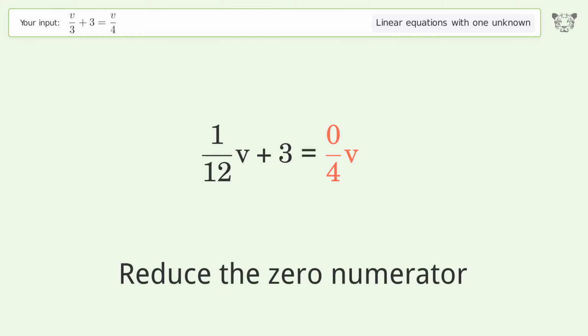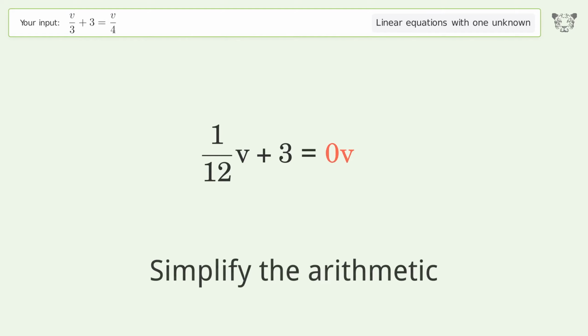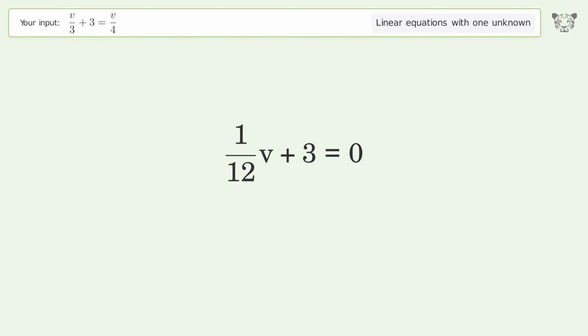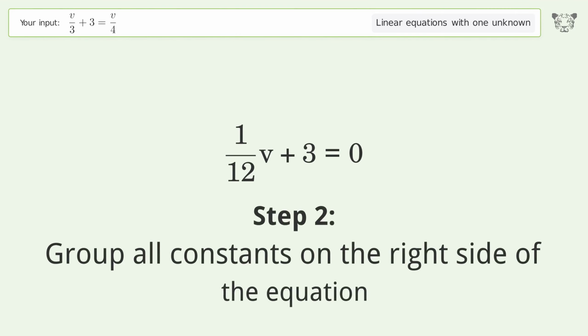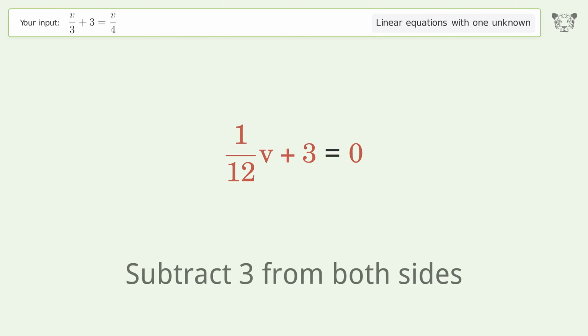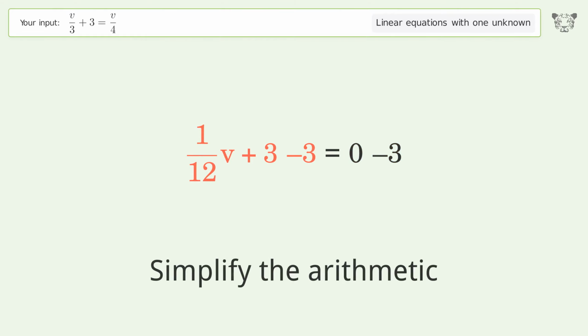Reduce the zero numerator. Simplify the arithmetic. Group all constants on the right side of the equation. Subtract 3 from both sides. Simplify the arithmetic.